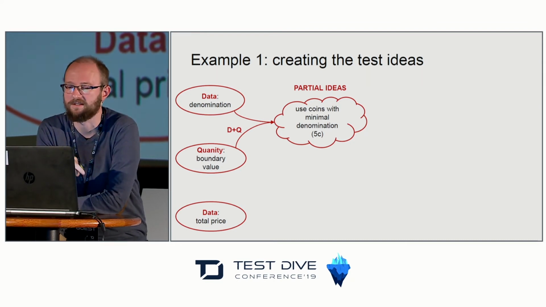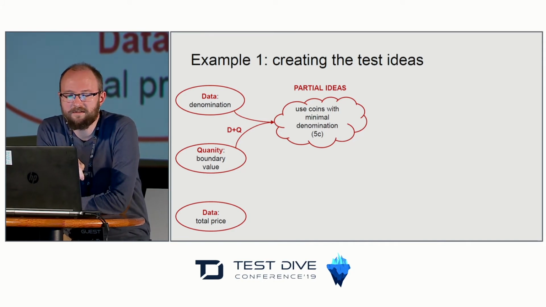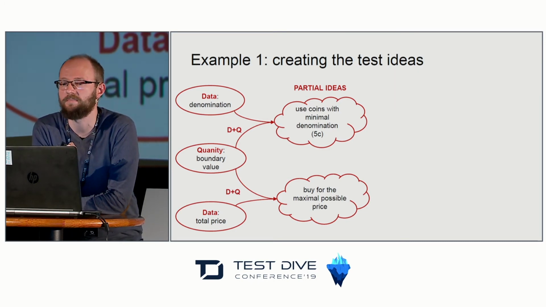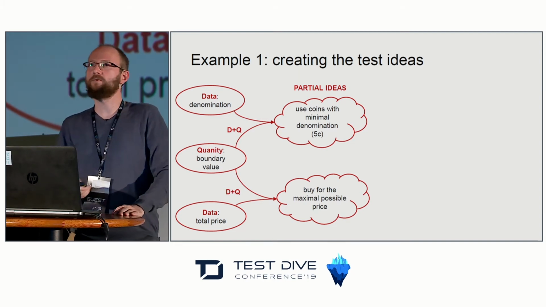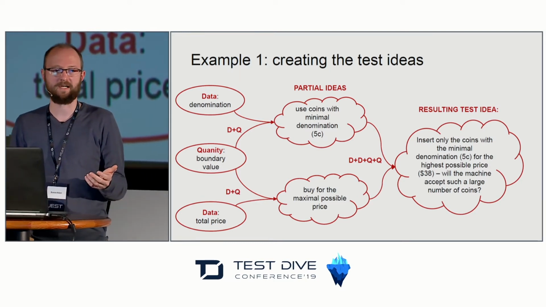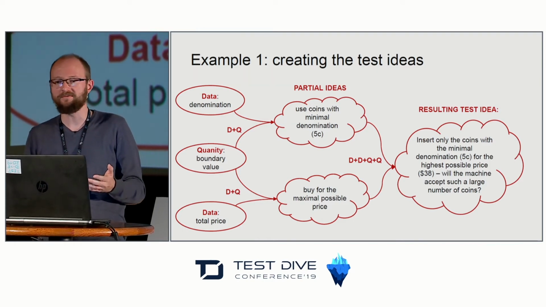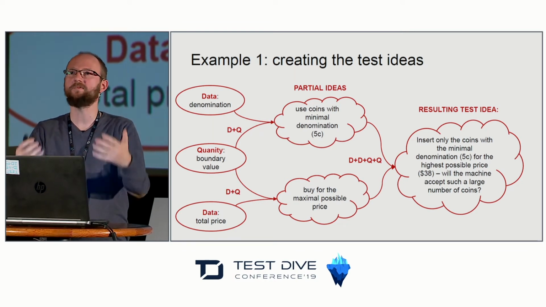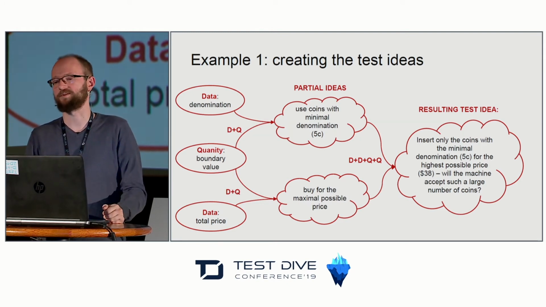for some other ideas. Then when we take this quantity and the second data, boundary value and total price, we can think about maximal possible price, so that we can buy something for maximal possible price in this ticket machine. And then we can combine these two things, use coins with minimal denomination and buy for the maximal possible price. And when you combine it in a natural way, we see that a test idea arrives to our mind, that we can try to buy as much as possible for as small amounts of denomination of coins as possible.